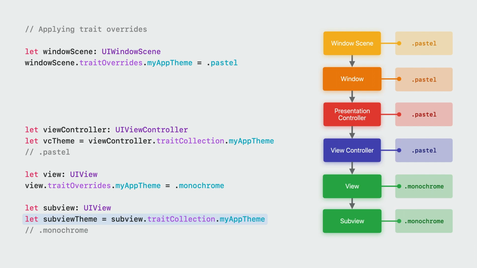You may not see changes to trait overrides reflected immediately in the trait collection. For example, because views update their trait collection right before layout, modifications to a view's trait overrides aren't reflected in its trait collection until just before it runs layoutSubviews.